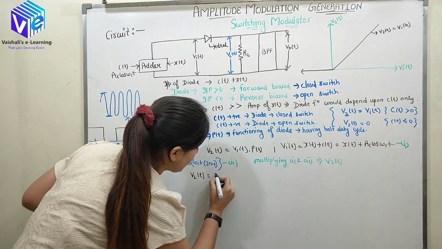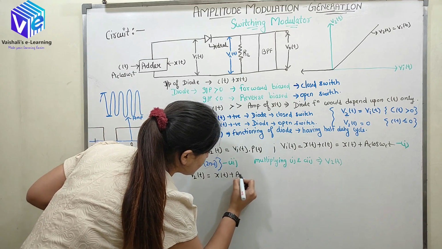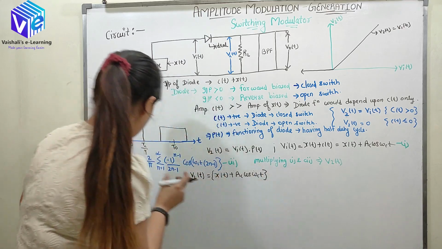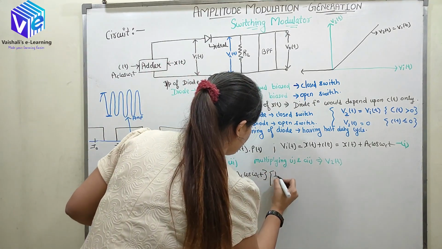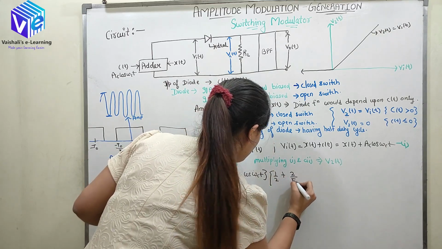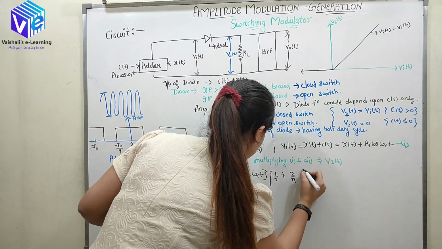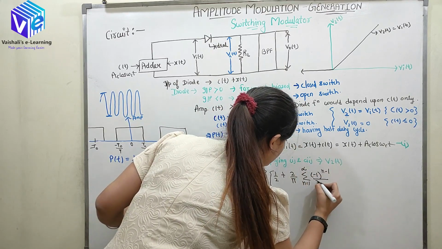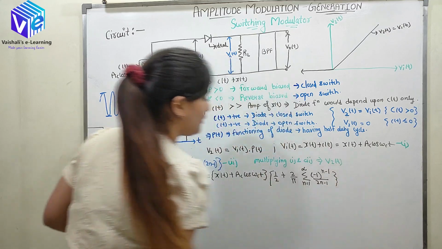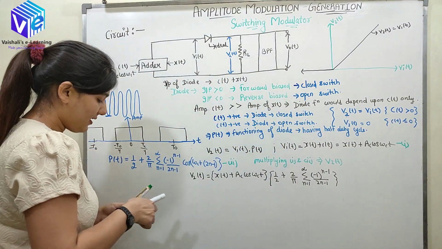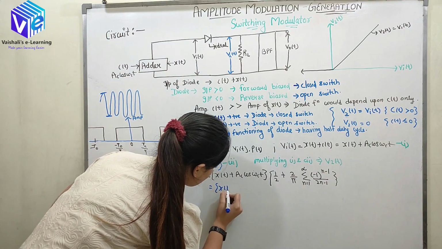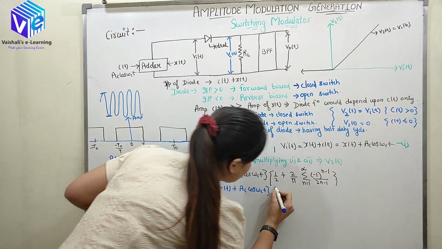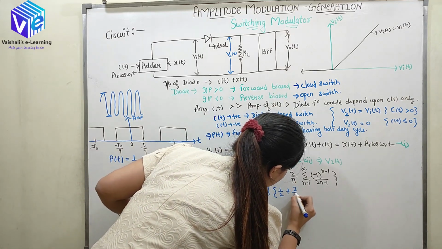so V input is xt plus AC cos omega ct. So it is multiplied by pt. So it is half plus 2 by pi n is equal to 1 to infinity minus 1 raised to power n minus 1 upon 2n minus 1. So we'll put various values of n here. So it is xt plus AC cos omega ct into 1 by 2 plus 2 by pi.